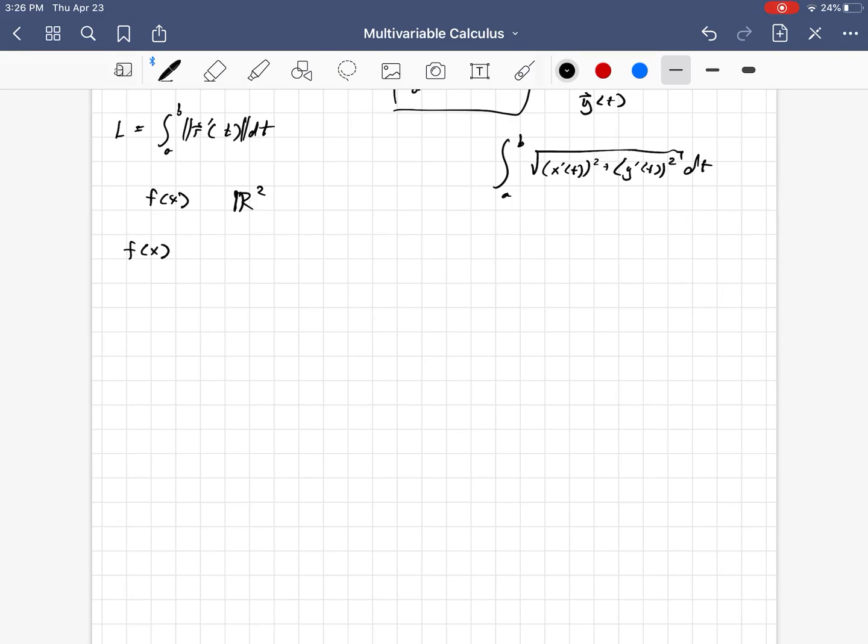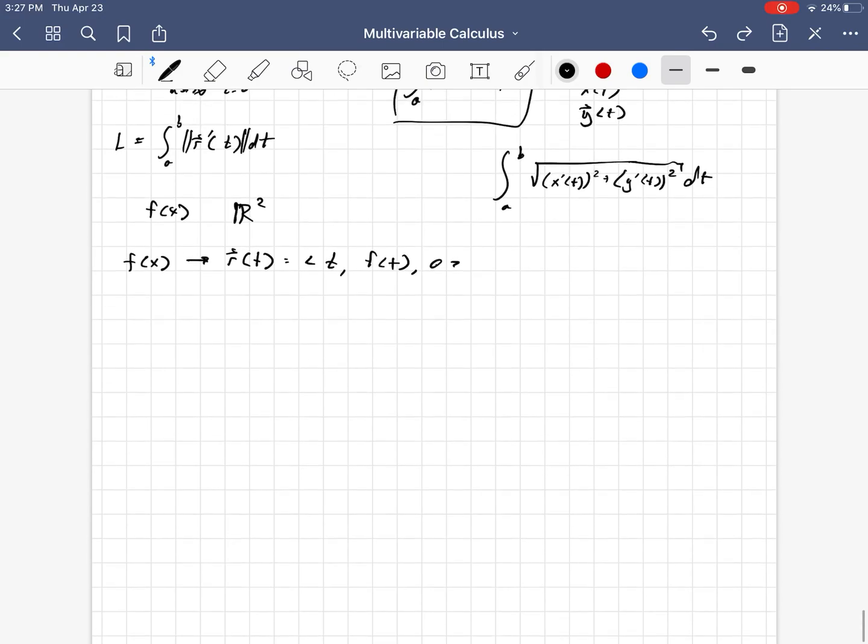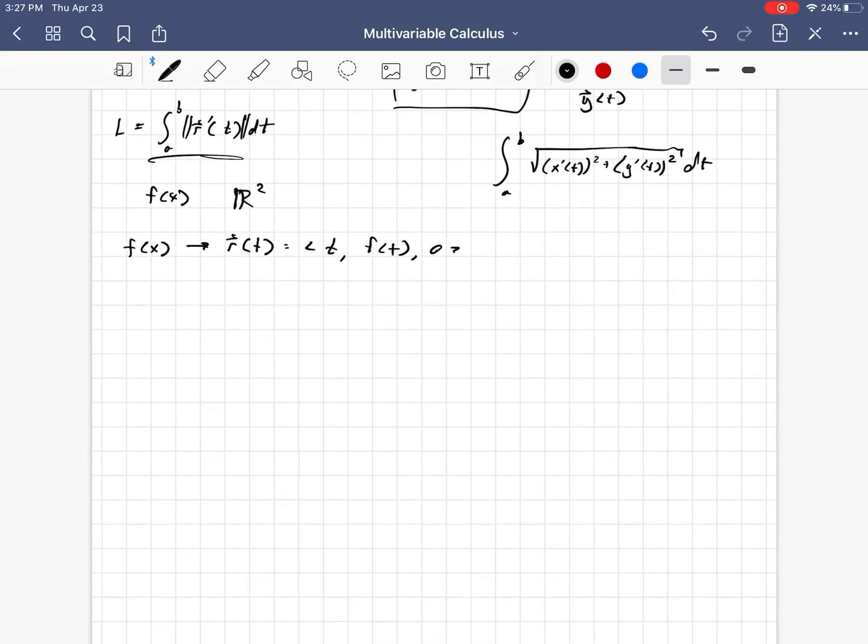So if we assume to be in two dimensions, and we take some f of x in the xy plane, and we reparameterize it in terms of t, then what we could say is that this f of x could instead be written as a vector function. And that vector function, call it r of t, would have components t, f of t, and 0. So you plug in some t value, you get out some f of t value, and z is just held constant at 0. So it's still in the xy plane. In other words, this is just a reparameterization of f of x in terms of t.